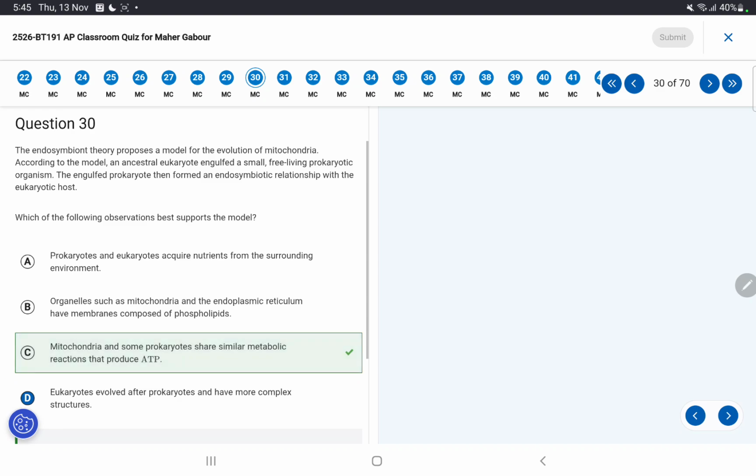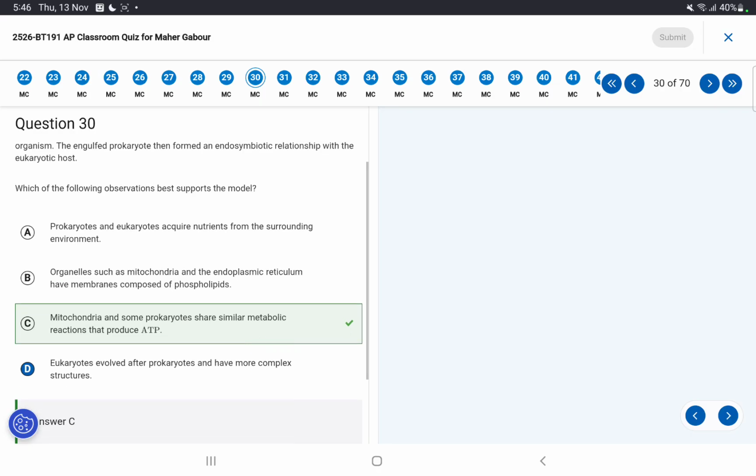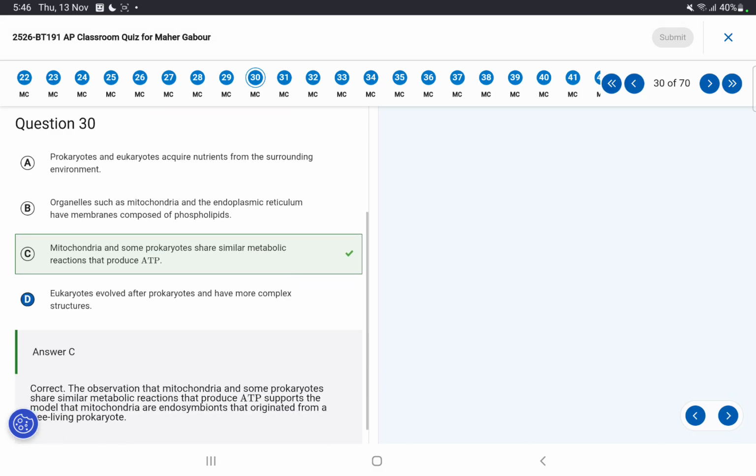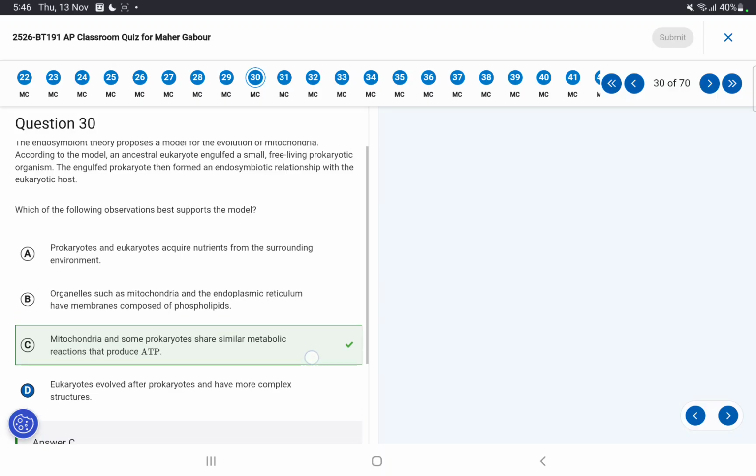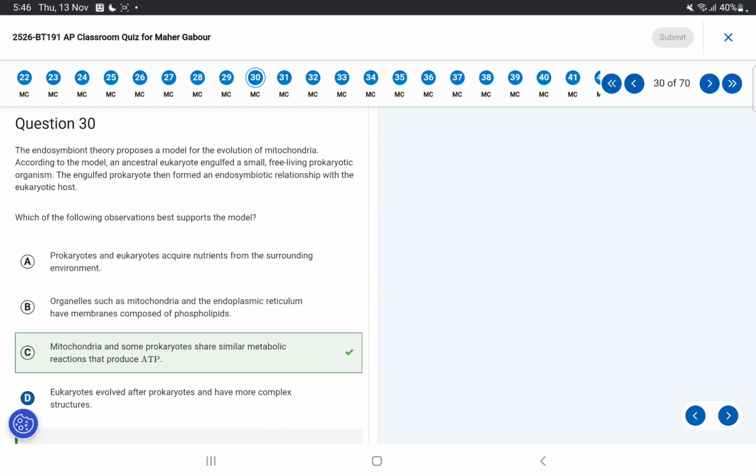Which of the following observations best supports the model? The endosymbiont theory proposes a model for the evolution of mitochondria. According to the model, an ancestral eukaryote engulfed a small free-living prokaryotic organism. The engulfed prokaryote then formed an endosymbiotic relationship with the eukaryotic host. So what is the thing that actually best supports the model? The mitochondria and some prokaryotes share similar metabolic reactions that produce ATP. So we're backing up the endosymbiotic theory, which suggests that something engulfed something. If something engulfed something, that means that the processes in both will be similar. And that's the only thing that shares similarities between them, which is why we choose it.